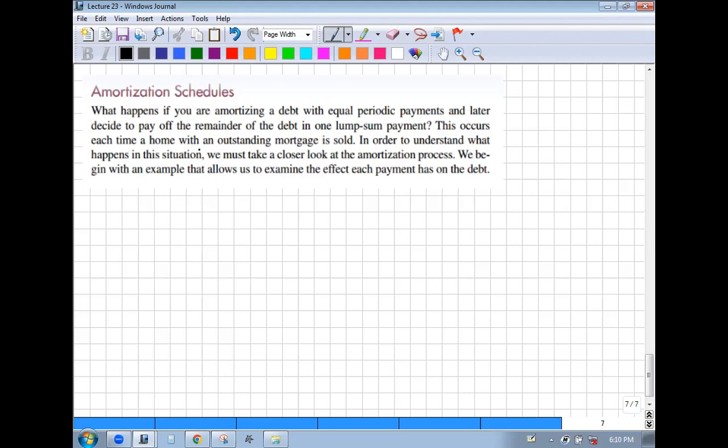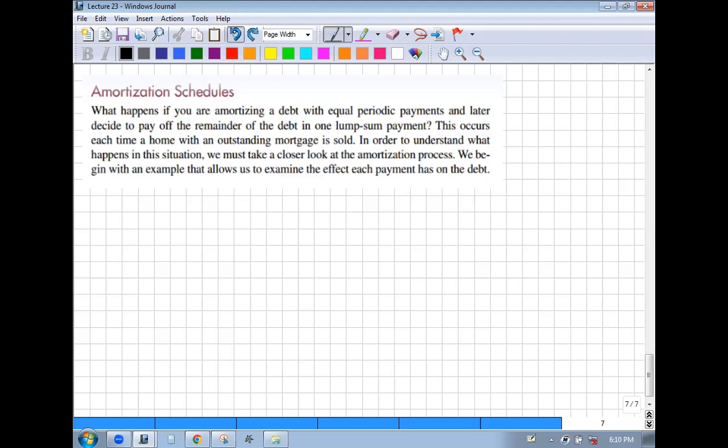Amortization schedules. What happens if you are amortizing a debt with equal periodic payments and later decide to pay off the remainder of the debt in one lump sum payment? This occurs each time a home with an outstanding mortgage is sold. In order to understand what happens in this situation, we must take a closer look at the amortization process. We begin with an example that allows us to examine the effect that each payment has on the debt.